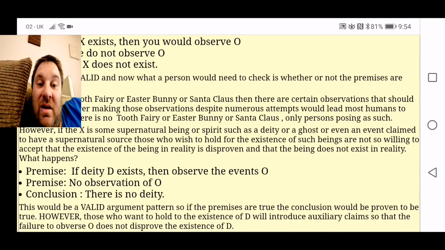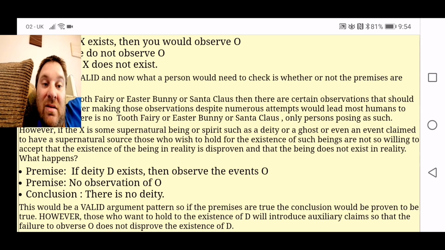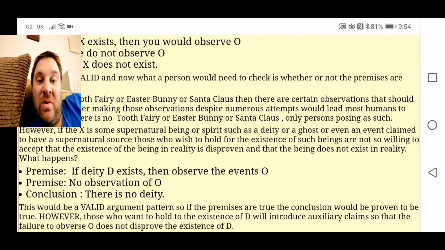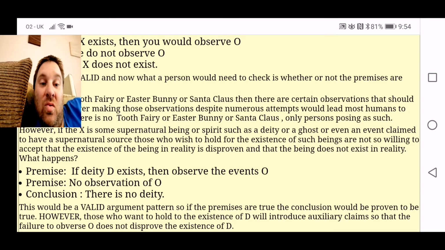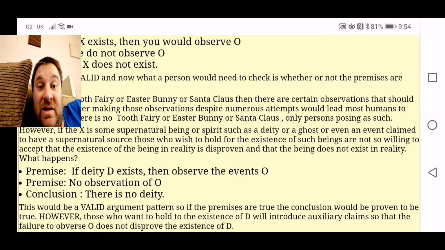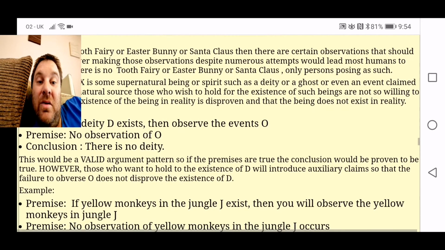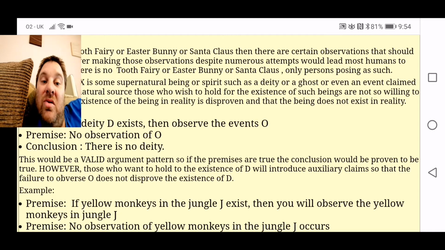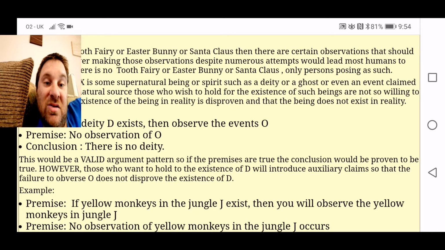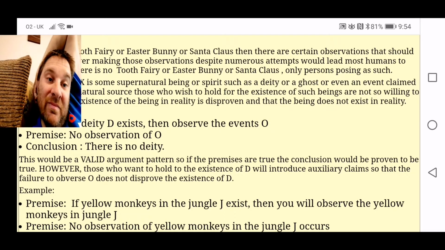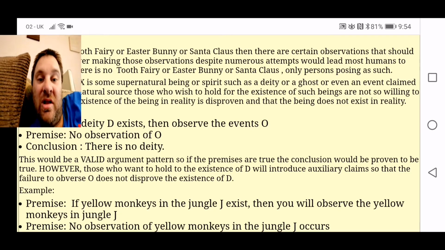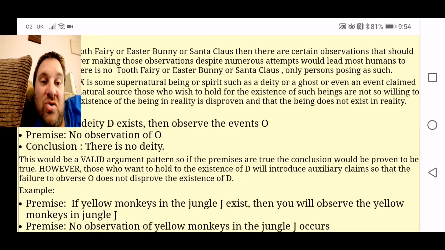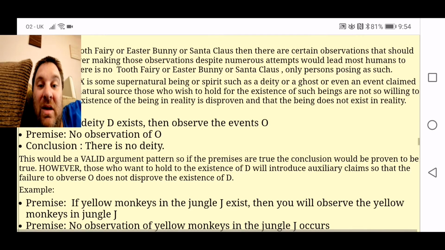So the premise: if deity D exists, then observe the events O. So that's the major premise. The minor premise would be no observation of O. So the conclusion is there is no deity. Yeah. This would be a valid argument pattern. So if the premises are true, the conclusion would be proven to be true. However, those who want to hold to the existence of D, of a deity, will introduce auxiliary claims so that the failure to observe O does not disprove the existence of D.